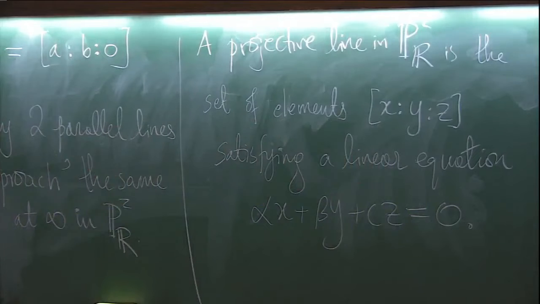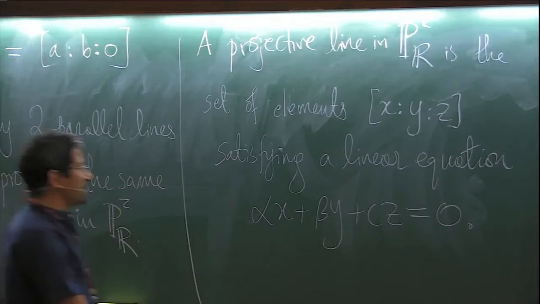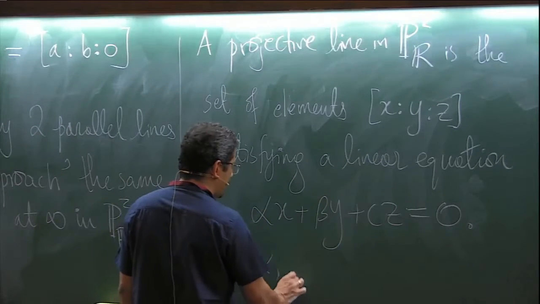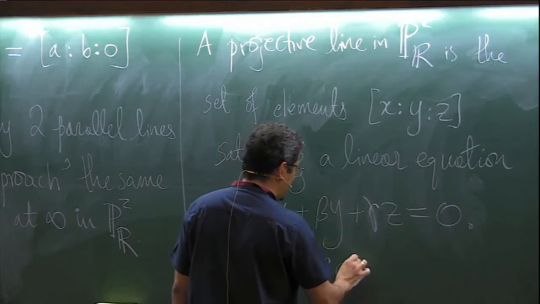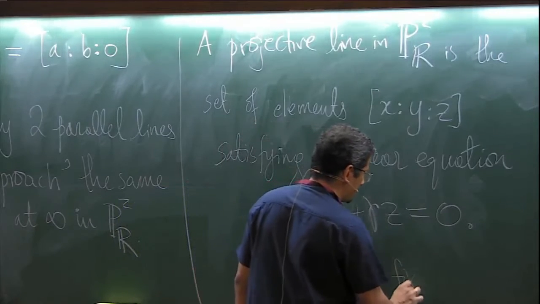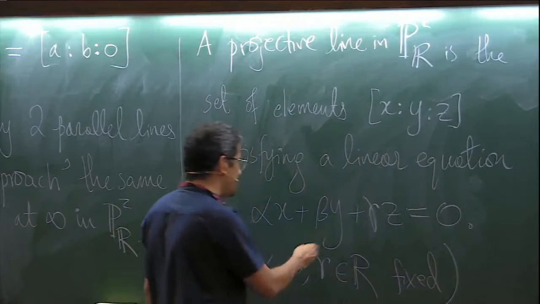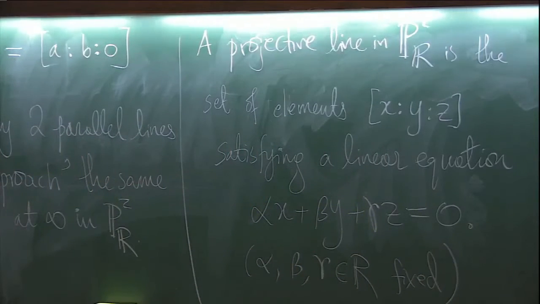So look at all simultaneous ratios x colon y colon z satisfying a linear equation, alpha x plus beta y plus gamma z equals 0, for fixed alpha, beta, gamma. Here, alpha, beta, gamma are in R, and they are fixed. And I am not writing it, but not all of them are simultaneously zero, so at least one of them is non-zero.